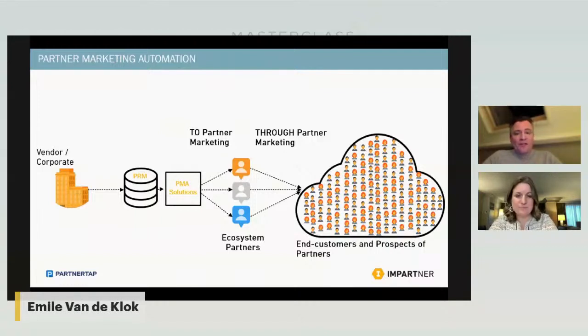But more important in this specific situation that we're talking about today is the true partner marketing. That means you create campaigns on a centralized level from the vendor, and you make them available for all your partners. And those partners can take those campaigns, which are ready to use, and start targeting their audiences, so their end customers, their prospects. That's in a nutshell what true partner marketing automation is, or true channel marketing automation.